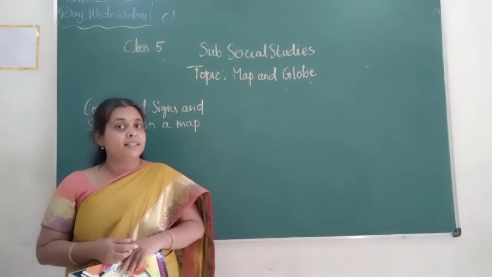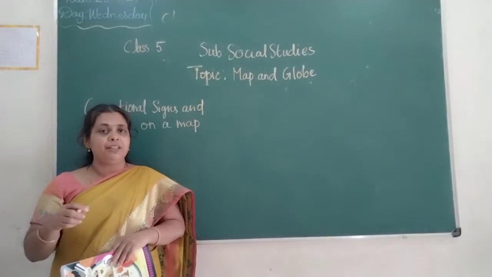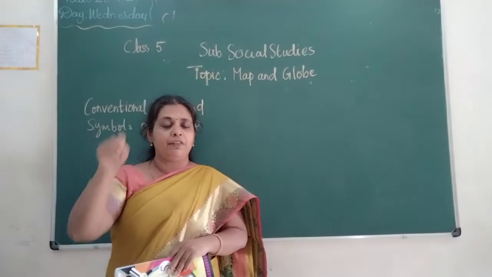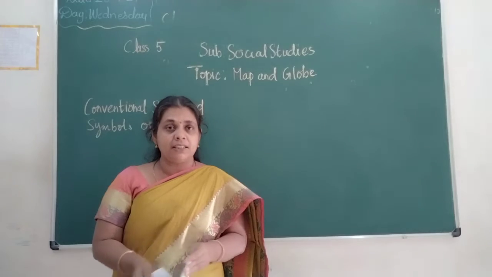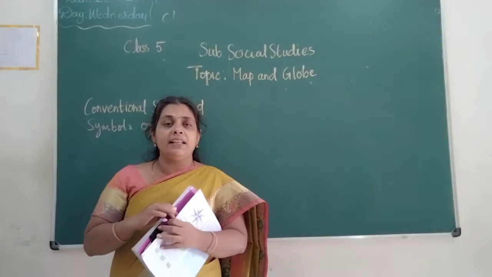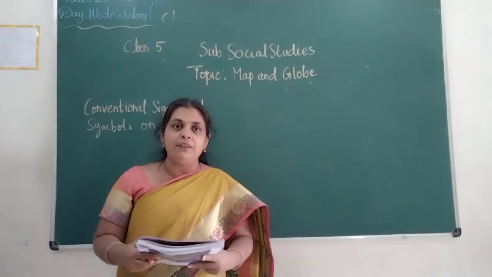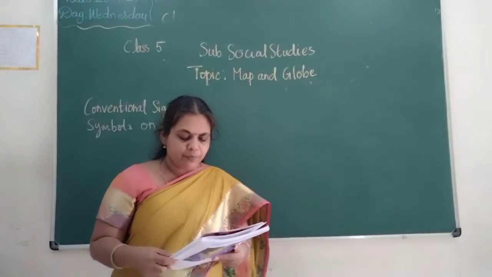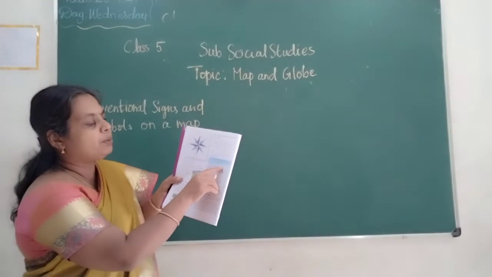So for that some signs and symbols are there, children. So tree means you know how to draw an outline of a tree, you will draw. So like that some of the things are there which can be easily shown on a map, children. So that is what we are going to see today. So the first one which is given in your book is your boundary.